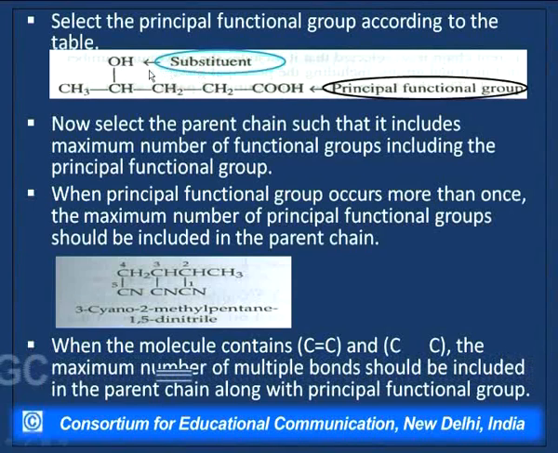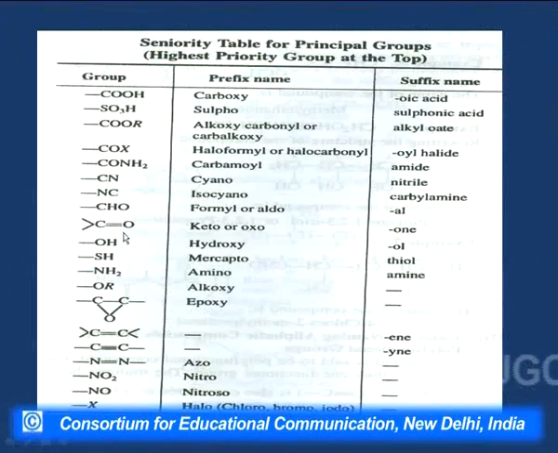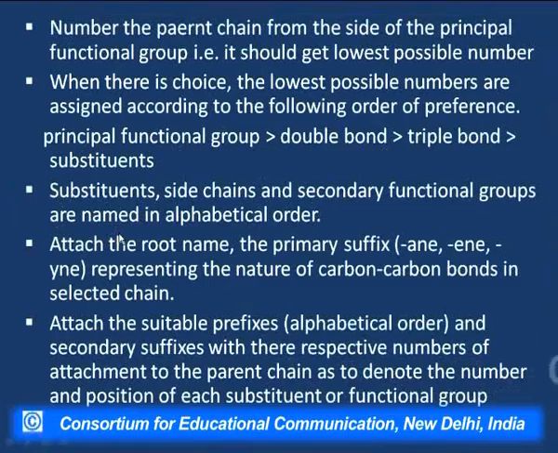So pentane is indicating that there are 5 carbons in the main carbon chain. Carboxy is my parent group, so I've written it after it, and OH is the subsequent group. Similarly, here also, in the next example we've shown you that we are taking the substituents and the parent group.